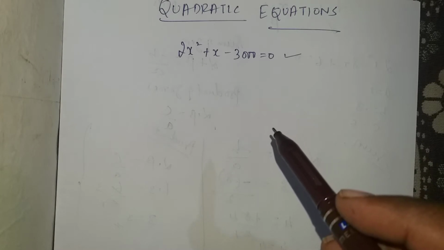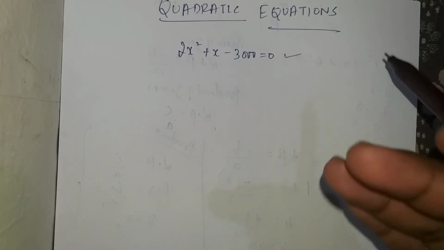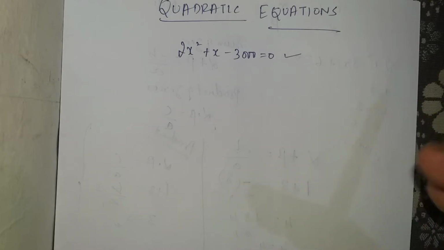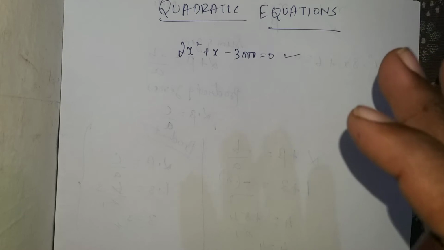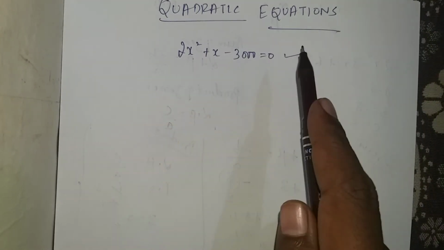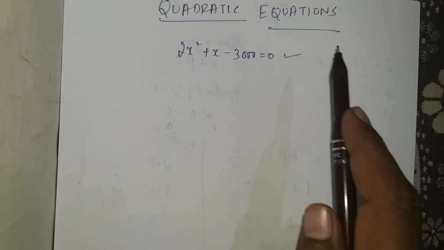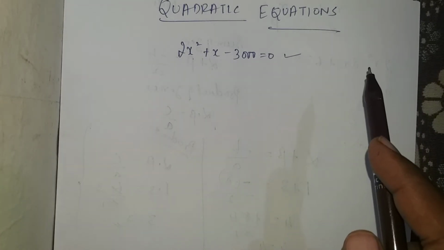What is a quadratic equation? The equation should contain the highest power 2. Got it? If the equation has degree or power 3 or 4 or 1, then it is not considered a quadratic equation. Got it, students? The equation should contain the degree power 2.